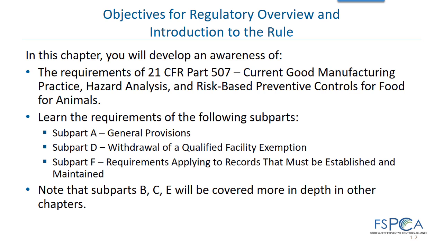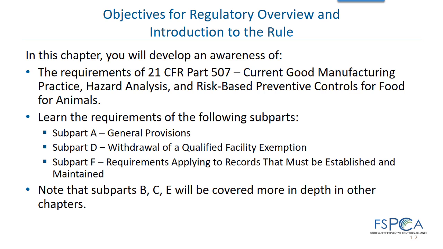We have broken up this regulation into 6 subparts. In this chapter, we're going to cover 3 of those subparts. So you can probably already tell that the other 3 are going to be kind of the meat and potatoes of this regulation. Subpart A, we're going to look at general provisions, kind of who's in, who's out, who gets exemptions, and some of the background of the rule itself. Subpart D, we are going to talk about qualified facilities a little bit and how their exemption can be withdrawn. And then Subpart F, we'll talk about some of the records that will be required for compliance with this rule.